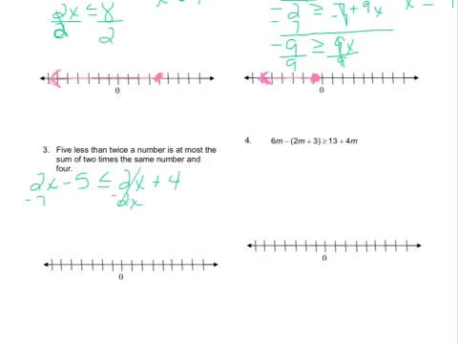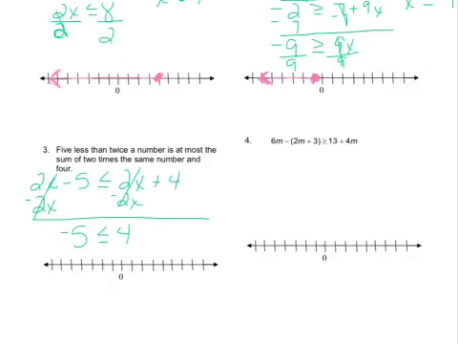And what's going to happen is that my x's are going to cancel out on both sides, and it's going to leave me with negative 5 is less than or equal to positive 4. Now, way back when we were solving equations with variables on both sides, y'all would have told me this had no solution because you would have had an equal sign in the middle, and negative 5 is obviously not equal to 4. But I no longer have an equal sign.